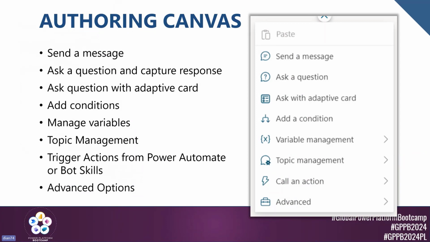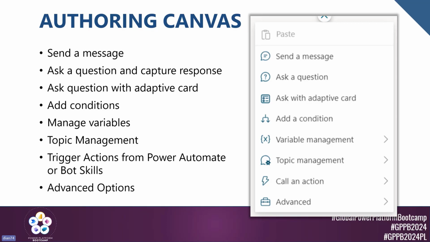All right. Now, this shows all the different actions that we have on that authoring canvas. You can see here, I can send a message, I can ask a question. This displays a question from the bot, and then we can use variables to capture what the person's response was to that question, a user or your customer that was interacting with it. We can also ask a question with an adaptive card because it looks so much prettier. If you know how to configure some of those adaptive cards, you can use those to ask your questions. And then you can add conditions.